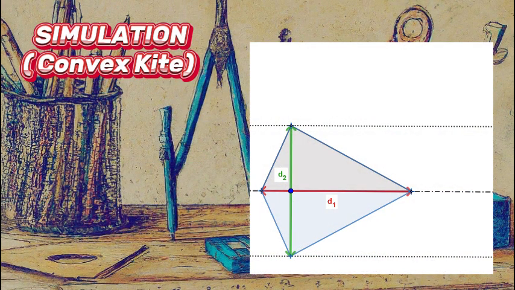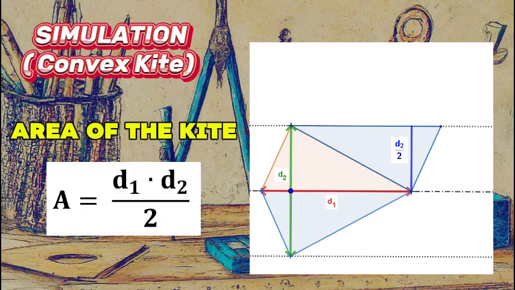There's another way to find the formula for the area of a kite. Let's look at the triangle below the axis of symmetry. Using the simulation, we can move and flip it over to place it above, like this. By doing so, a parallelogram is formed above the axis of symmetry, and it has the same area as the kite. Remember, the area of a parallelogram is base times height, so here again we get D1 multiplied by half of D2.